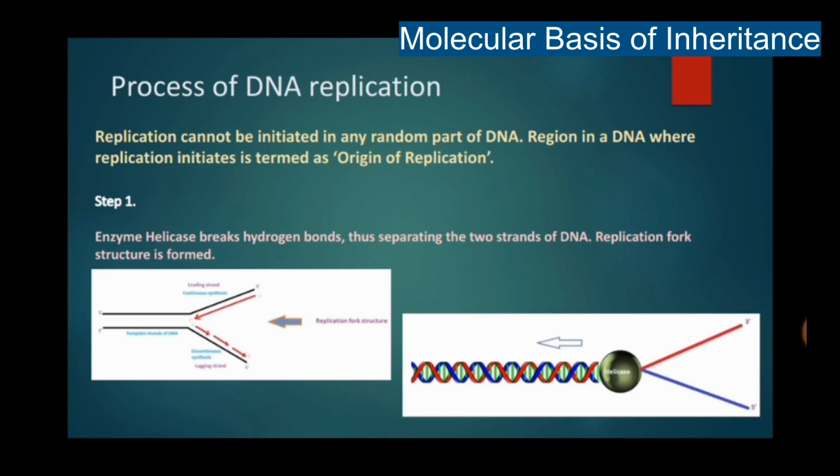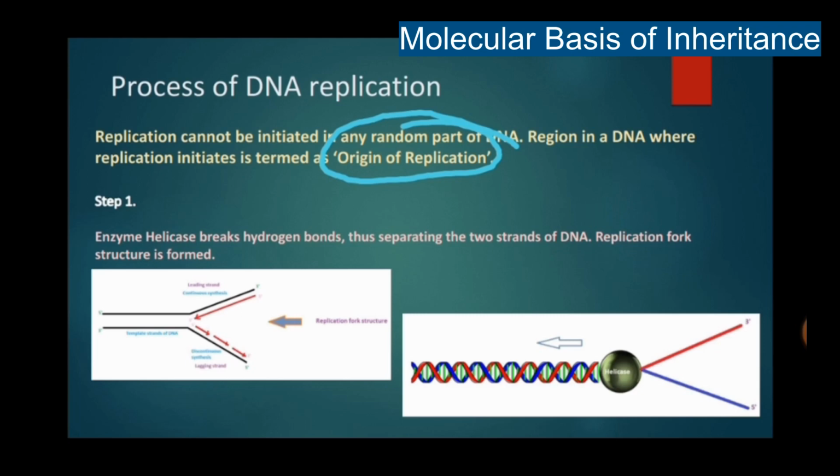There is a specific region in DNA where the process of replication initiates. It is known as the origin of replication or the replication origin. That particular site where the process of DNA replication initiates is known as the origin of replication, right? Now where exactly is it happening? It happens at the point from where the DNA strands start separating from each other.